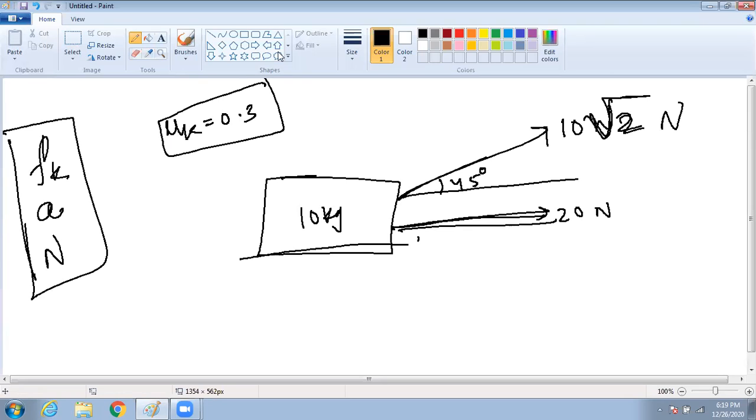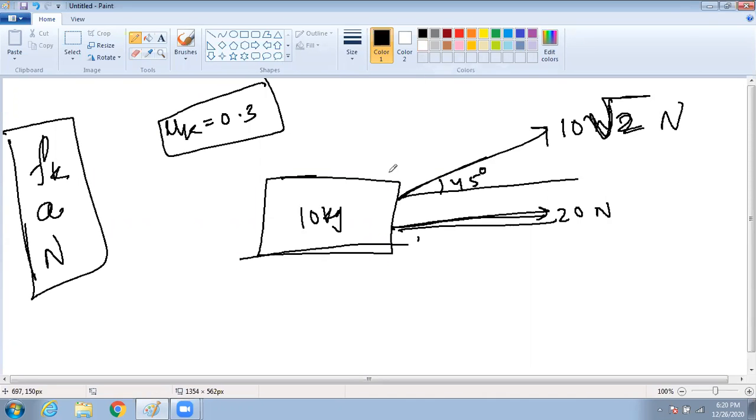Sir, N is 90 Newton. Are you sure? Okay, let us see. N is 90 Newton. What is Fk? Sir, 27, sir. 27. Okay, acceleration. So mu k is 0.3. Okay, let us see.